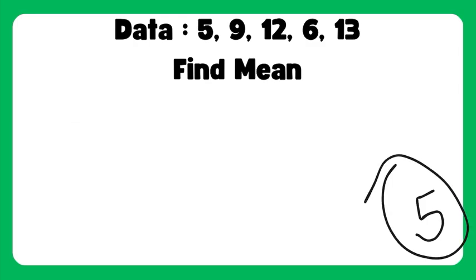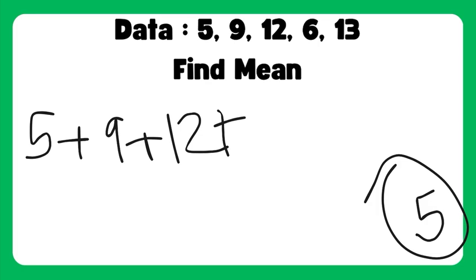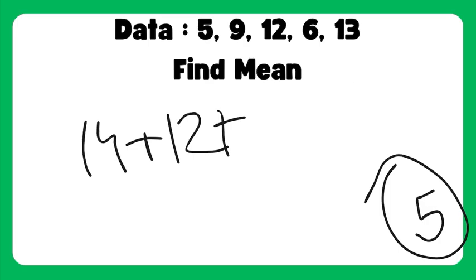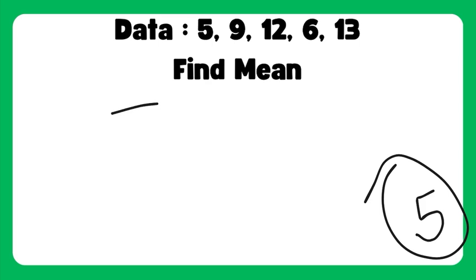Now we're going to find the sum of all of these numbers. So we have 5 plus 9 plus 12 plus 6 plus 13. Okay, so 5 plus 9 is 14. 16 plus 13 is 29. 12 plus 29 is 41. And 14 plus 41 is 55.